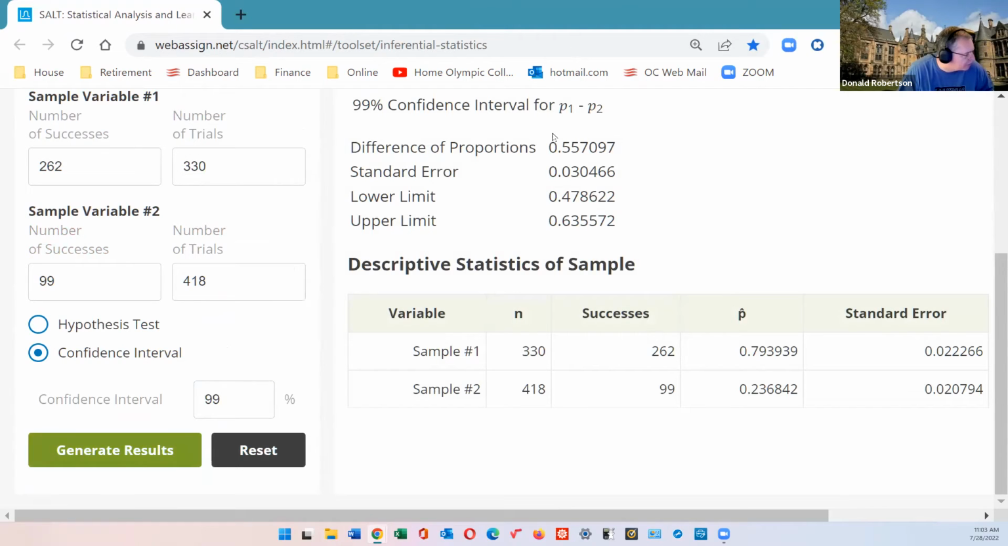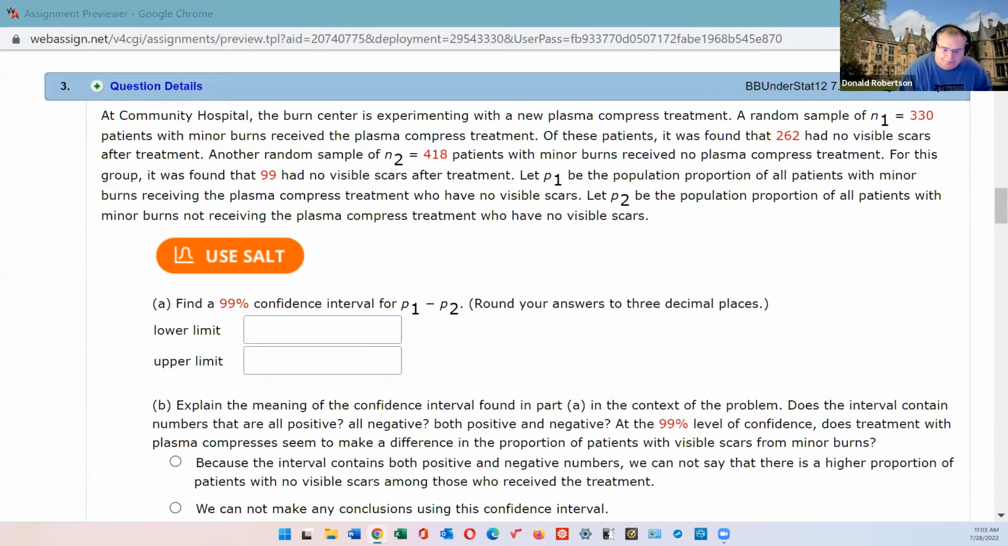And here are our answers. Lower limit, upper limit. The lower limit for the difference was that. The upper limit was that. And I'm going to round it off to 3 decimal places. So that's 0.479. And that's going to be 0.636.